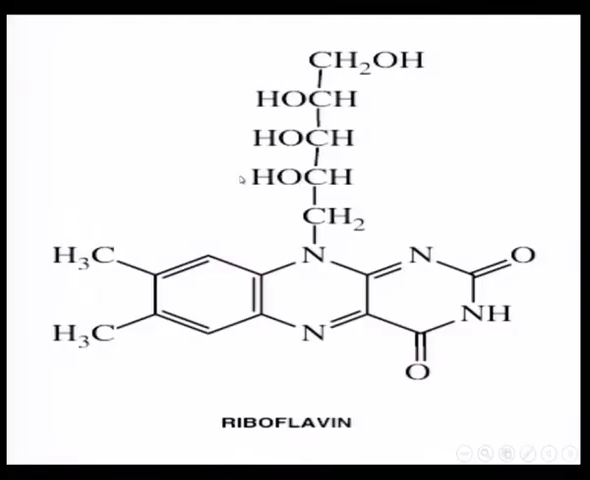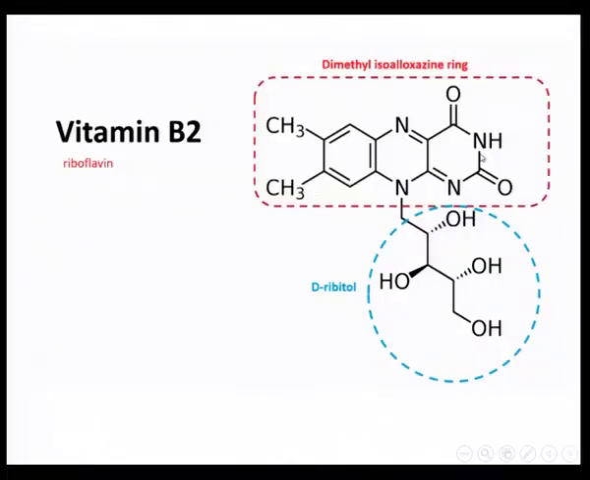Here you find the structure. This is a little more detailed structure. You see the riboflavin, and here you have the ribitol molecule present, and now we are going to look into the structure. Look here, this is D-ribitol. So what is this ring? I have been telling you about this flavin ring. Technically this flavin ring is called, in chemical terms, the dimethyl isoalloxazine ring.